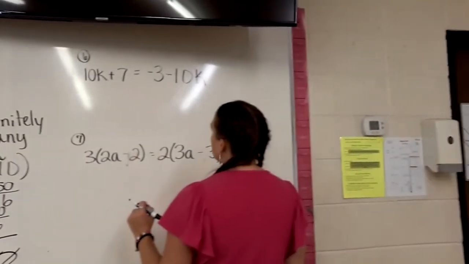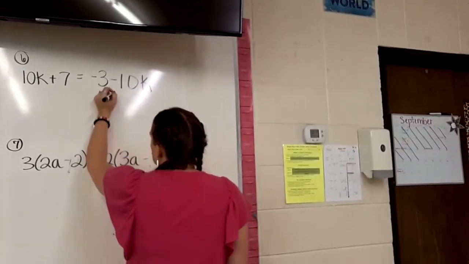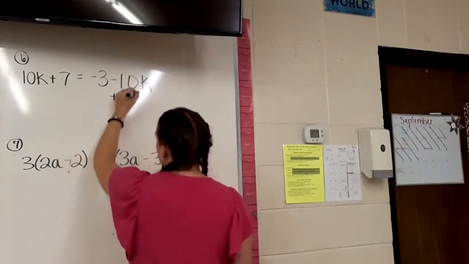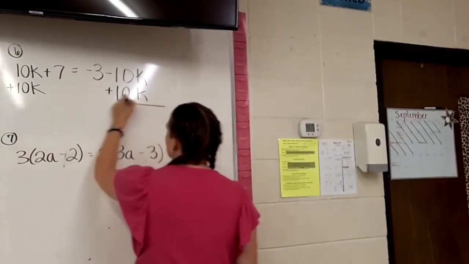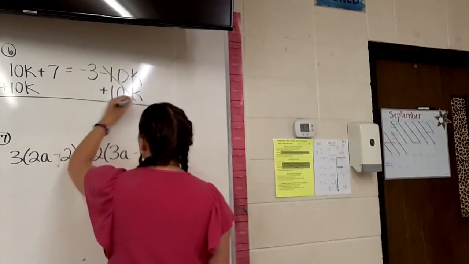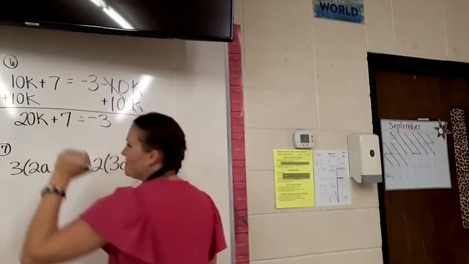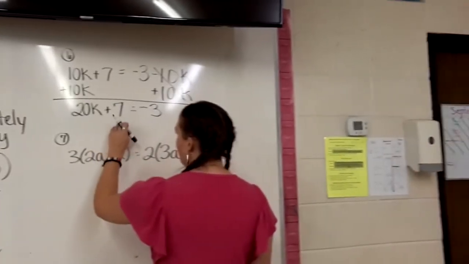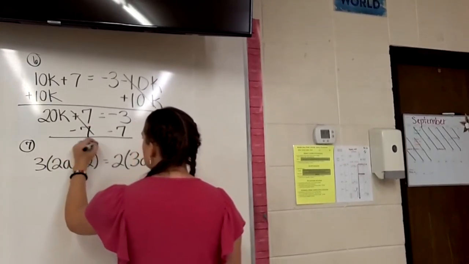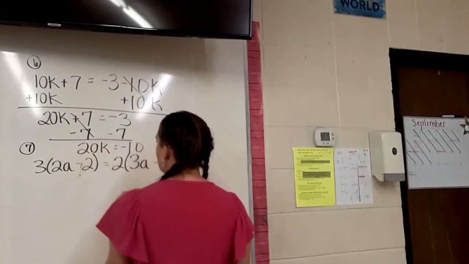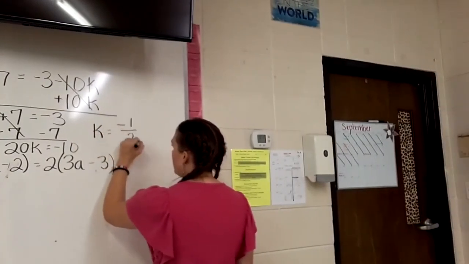Okay, number 6. 10k plus 7 equals negative 3 minus 10k. I'm going to move this one first. Doesn't matter which one on this one because we have other numbers on either side. I have to do the opposite because I'm moving it across the equal sign. 10k plus 10k is 20k. If you accidentally cross that off, don't let it trick you. Okay, so 20k plus 7 equals negative 3 minus 7. Negative 3 minus 7 more is negative 10. And then I would divide by 20. And I get negative 1/2.